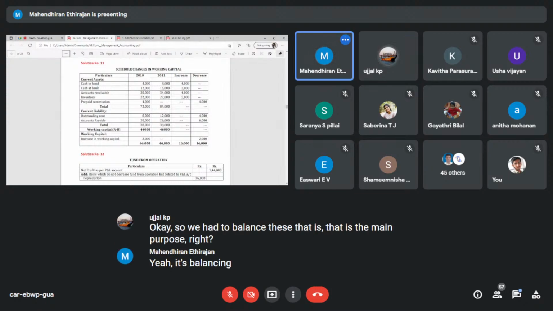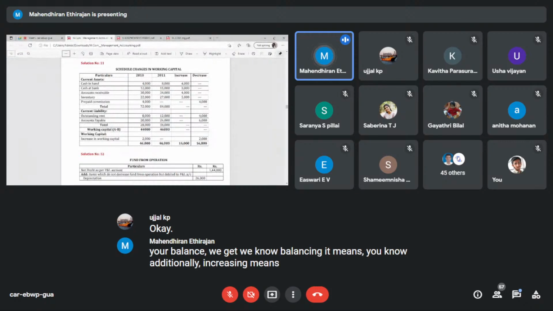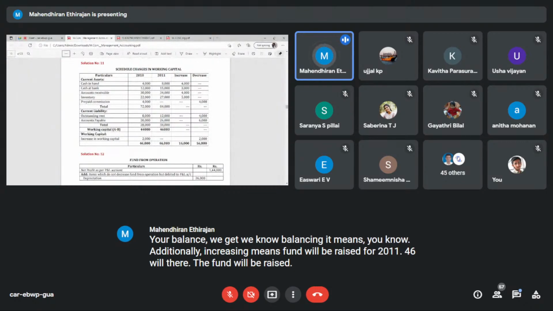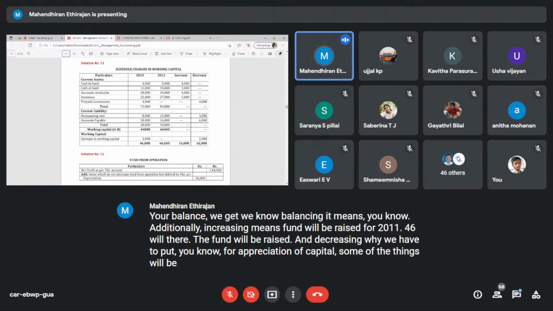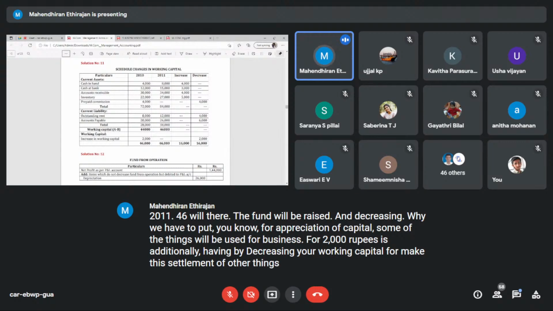A balancing figure means, additionally, an increase means funds will be raised. For 2011, 46 will be there, the fund will be raised. And a decrease, why we put it: for appreciation of capital, some of the things will be used for business. 2,000 rupees is additionally in your hand. Decreasing your working capital is to make the settlement of other things, liabilities, whatever it may be. Okay.